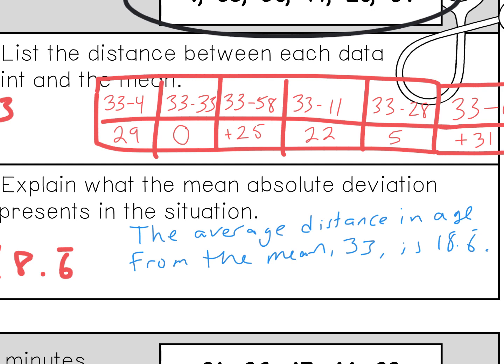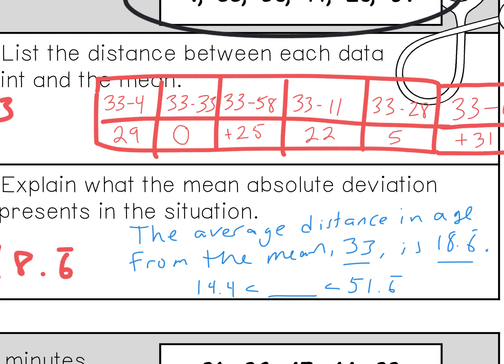Okay, so can somebody take 33 and subtract 18.6 for me? 14.4. Yep. And then 33 plus 18.6 is 51.6. Okay, so the reason I bring this to your attention, what I did is I took this value and I added and subtracted it to the mean.